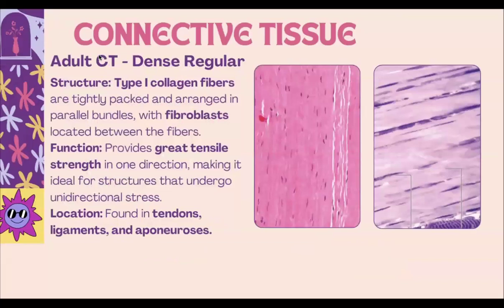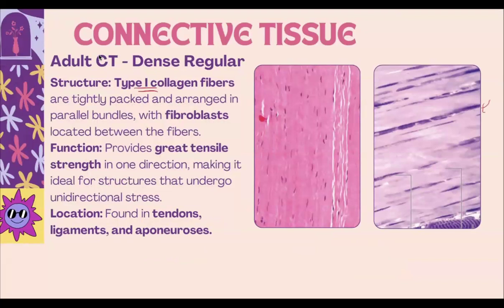Then we come into adult connective tissue. So there's dense regular and dense irregular. You can look at the picture and tell that this is very dense. It's so pink, like it's completely packed. All of this is connective tissue. And even here, this entire thing is connective tissue. So essentially, what happens is for dense connective tissue, you have type 1 collagen, and they're very tightly packed together.